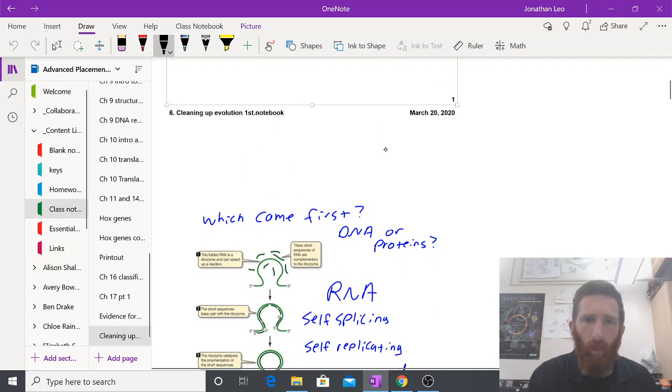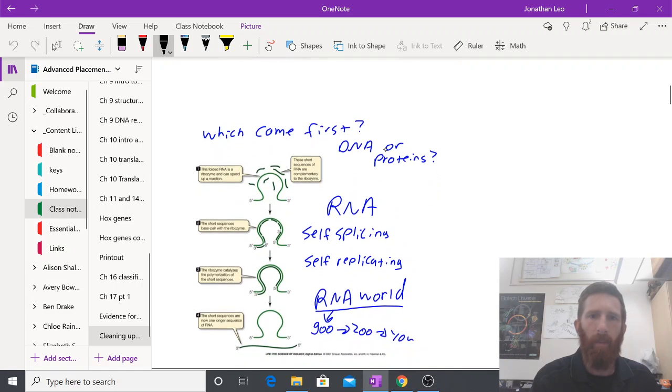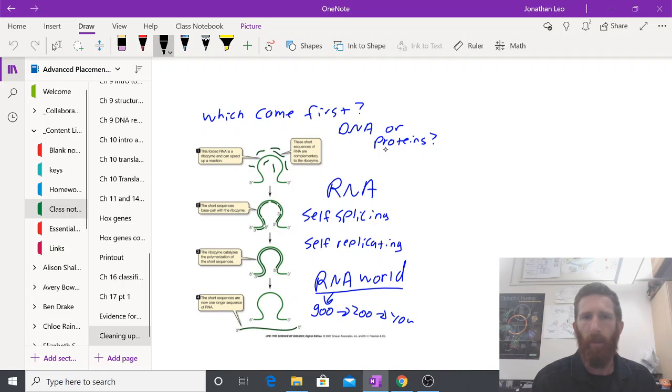So then once we have DNA, RNA, protein, stuff like that, the problem is, which came first, DNA or proteins? Because as we know, it takes DNA to make proteins, and it takes proteins, DNA polymerase, RNA polymerase, to make DNA. So you have the chicken and the egg. Which came first, the chicken or the egg? And the scientist's answer to that is neither.